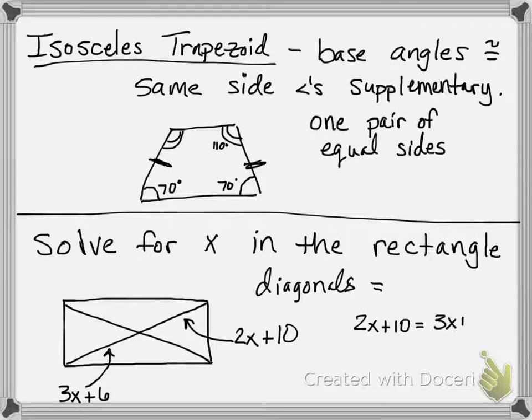equals 3x plus 6. Okay, and so we can subtract our 2x from both sides and get 10 is equal to x plus 6. Subtract 6 from both sides, and you get that x is equal to 4 for this case. So those diagonals, since they're equal and they bisect each other, we can get that x is equal to 4. And again, that all stems from knowing our vocabulary for our quadrilaterals.